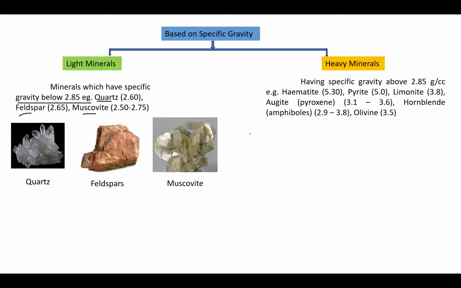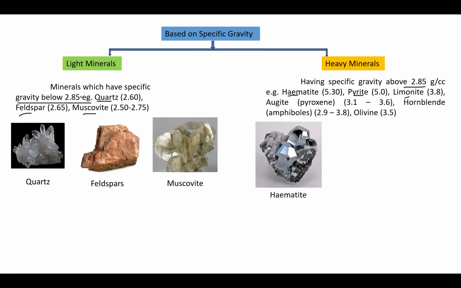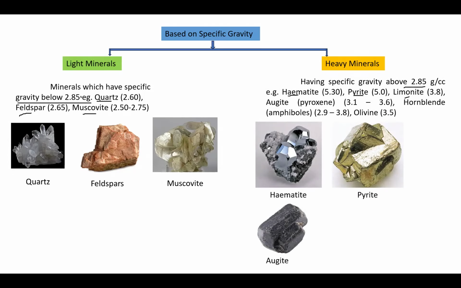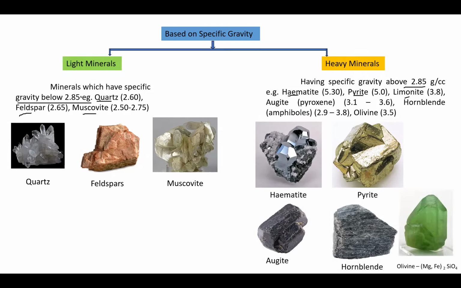What are heavy minerals? Quite opposite. Those have above 2.85 gram per cc. My apologies, here I forgot to mention the unit. So 2.85 gram per cc or more are considered heavy minerals. Minerals with less than 2.85 are called light minerals, and those with more than 2.85 are called heavy minerals. Examples: hematite, pyrite, limonite, augite, hornblende, and olivine. These are the images: hematite, pyrite, augite, hornblende, and olivine. So these are the examples for light minerals and heavy minerals based on specific gravity.